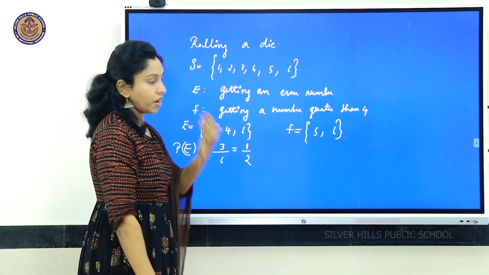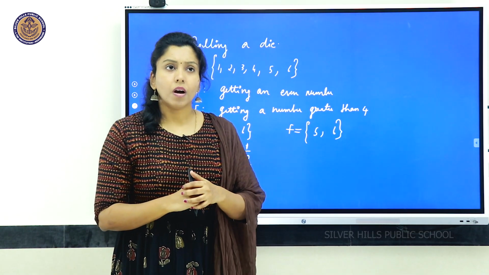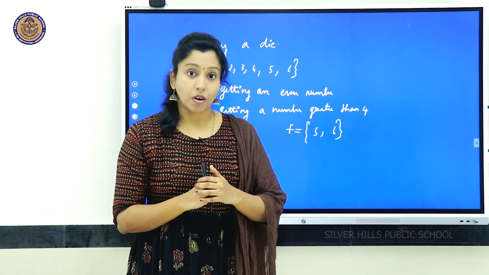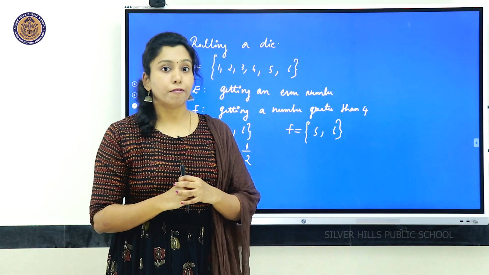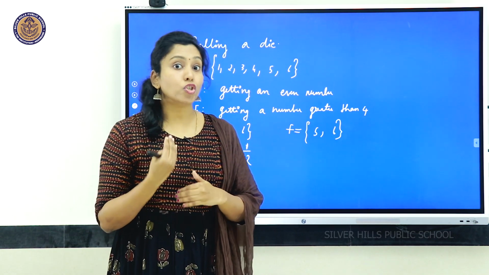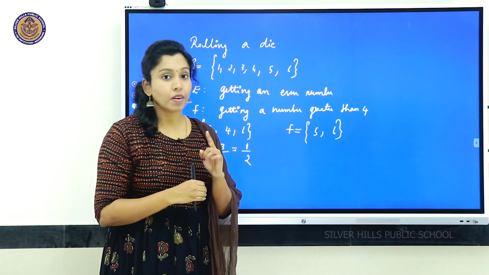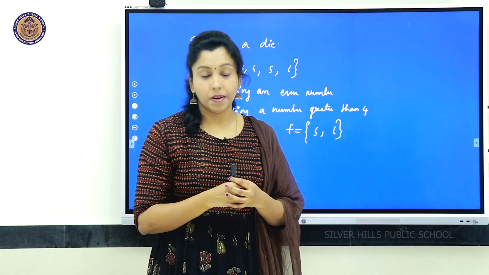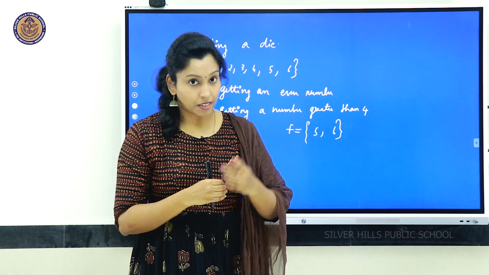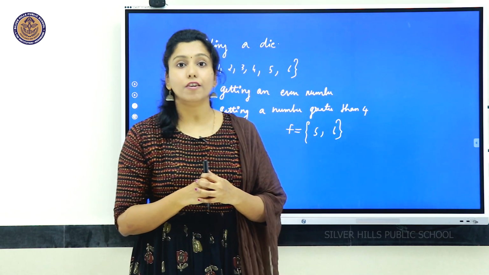Now I am going to change my question. Suppose I change my question to find the probability of getting an even number if the die shows a number greater than 4. What is it? The question is, what is the probability of getting an even number when you roll a die if the die shows a number greater than 4?